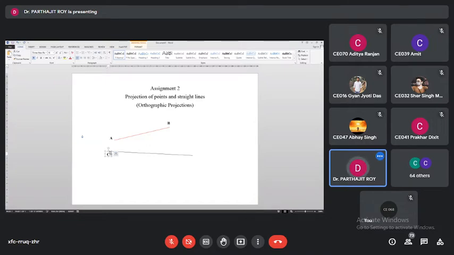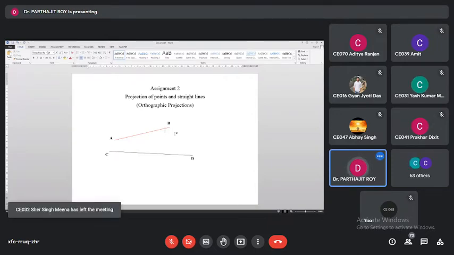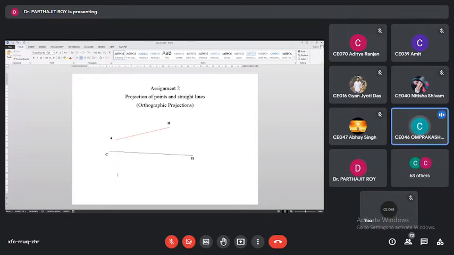So what do we do? What are the steps? How do you get the projection of straight line AB on CD? Are you getting my question? Yes, sir. We draw the perpendicular from A and B to the straight line CD.